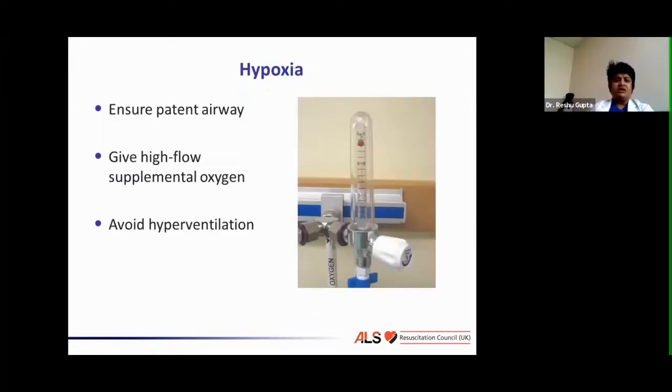So hypoxia. To treat hypoxia, we have to ensure that the airway is patent. Not necessarily do you have to go for an advanced airway; even if you can ventilate the patient by bag and mask, or you can just keep the airway patent and ventilate by giving 2 breaths through a mask from your mouth, that itself is enough. If possible, in ACLS, wherever in a hospital setting, give high flow supplemental oxygen, and avoid hyperventilation. That is very, very important.